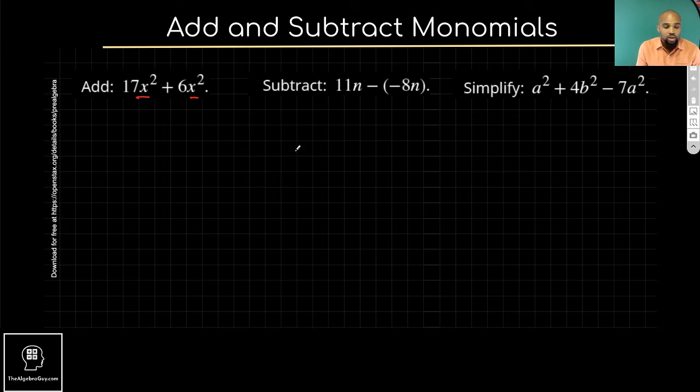So since we know these are both x squares, we can collect those coefficients 17 and 6 and say 17 plus 6 gives me a 23. So I know that's 23x squared. Subtracting is the same way. If the variables are the same, we know we can add or subtract the coefficients. So this 11 minus a negative, we know that minus a negative is going to become a positive. So this becomes 11 plus 8, giving us 19n.